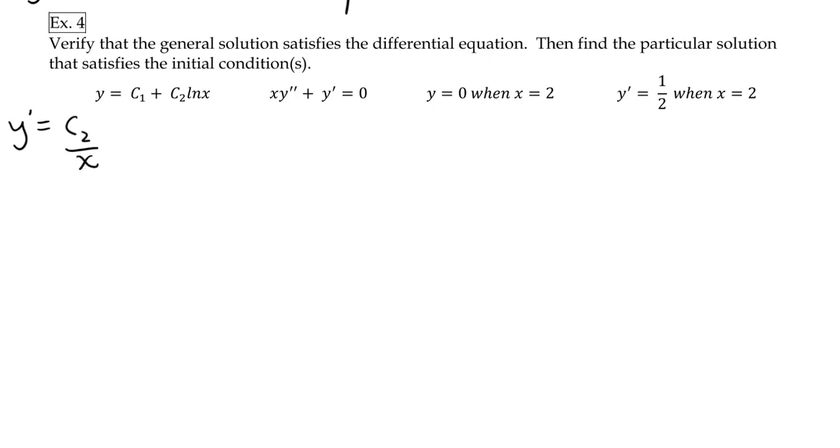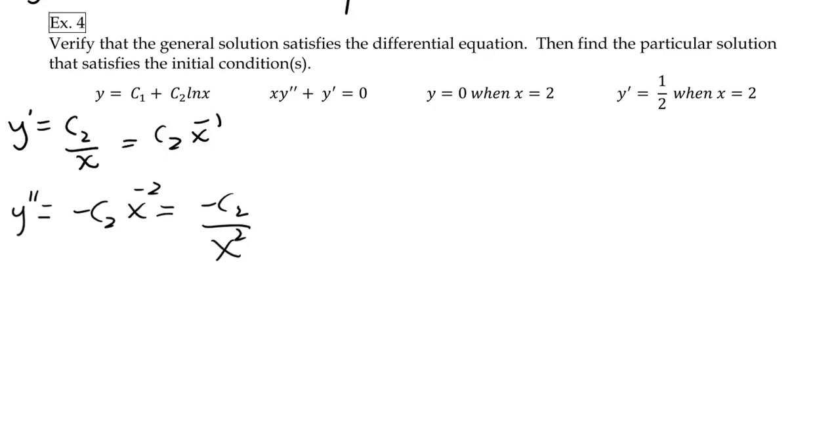Now I need to find the second derivative, the reason being because this has a y double prime. So what I'm going to do is rewrite this to be calculus friendly and then erase what I just wrote, because I meant to write y double prime and take that derivative, which is negative c2 x to the negative 2, which is negative c2 over x squared.